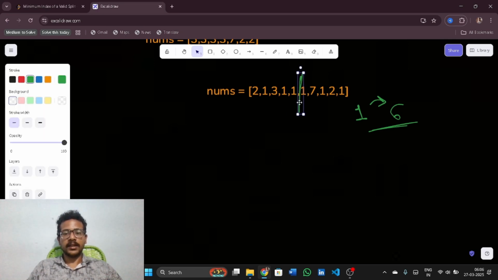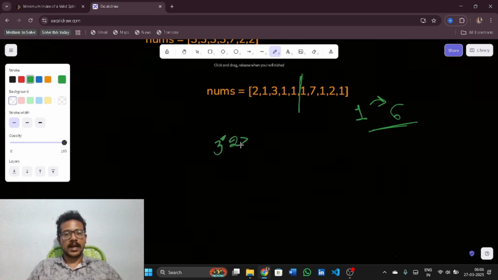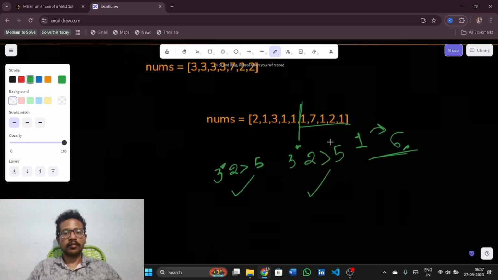Now let me go through another one. Here 1 is appearing 3 times. Now 3 into 2 should be greater than 5. Is it so? Yes, 3 into 2 is 6 and it is greater than 5. Now the remaining will be calculated as 6 minus 3. So 3 into 2 should be greater than 5. Is it so? Yes. At this moment, return this index. That's all the question is about.